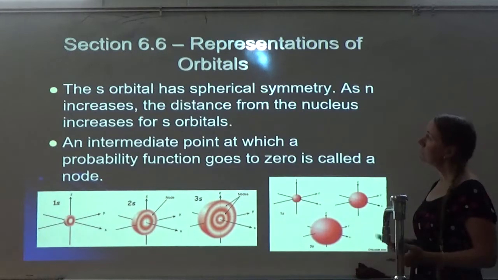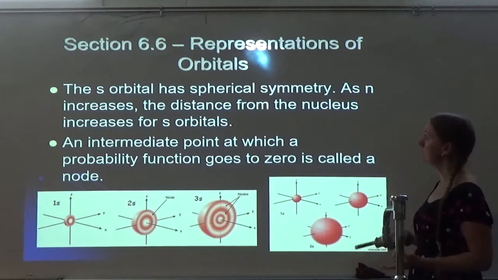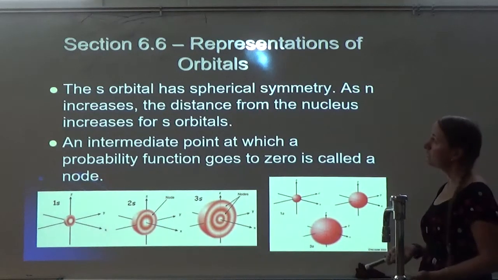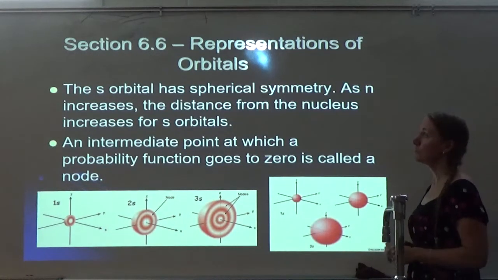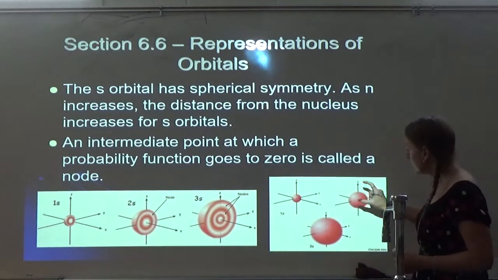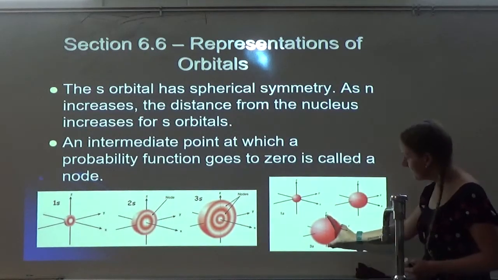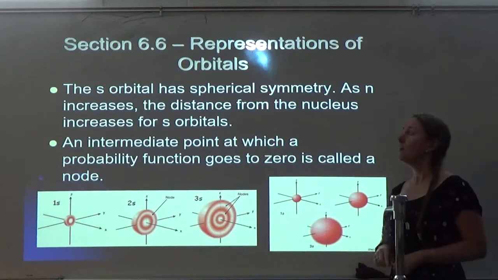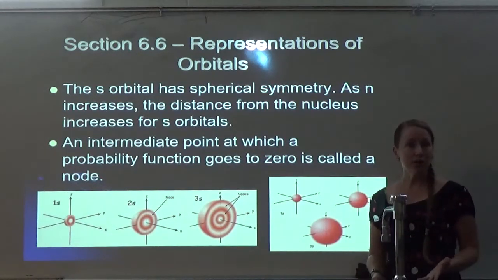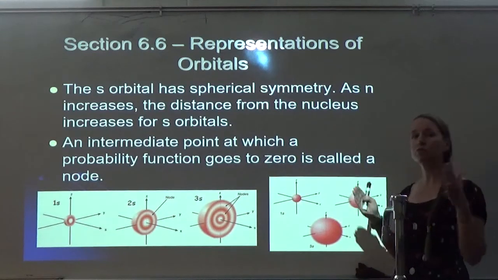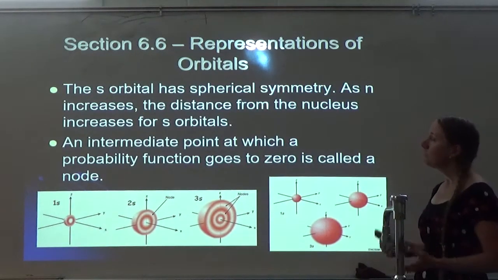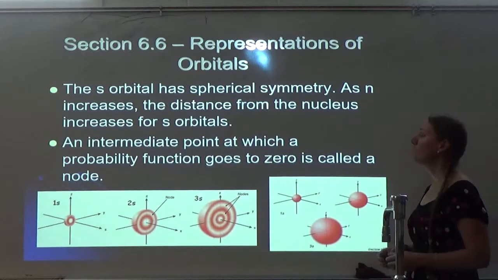The s orbitals have a spherical symmetry, so they are shaped like a sphere. As n increases, the distance from the nucleus increases for s orbitals. So like 1s might be this big, whereas 2s is going to be larger, 3s is going to be even larger. Now remember, it doesn't make them be able to hold any more electrons, it just means they are farther from the nucleus. An intermediate point at which a probability function goes to 0 is called a node.